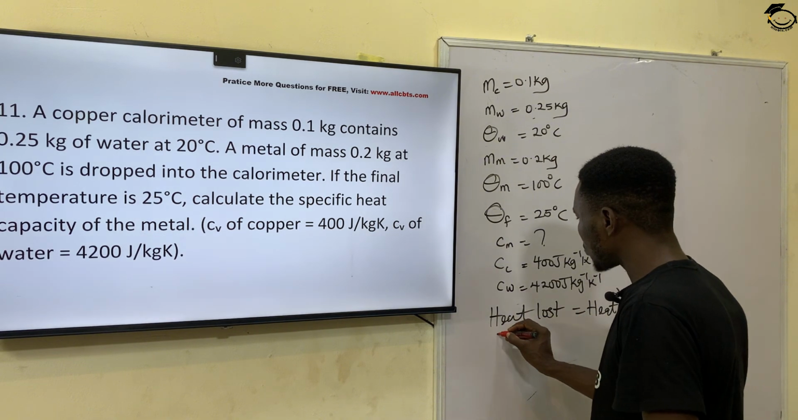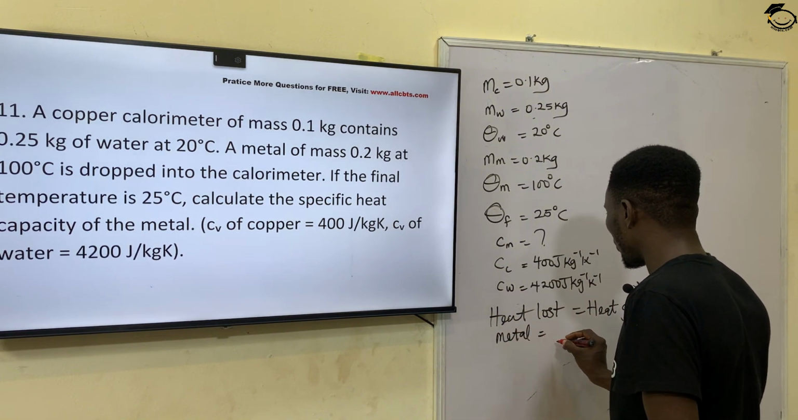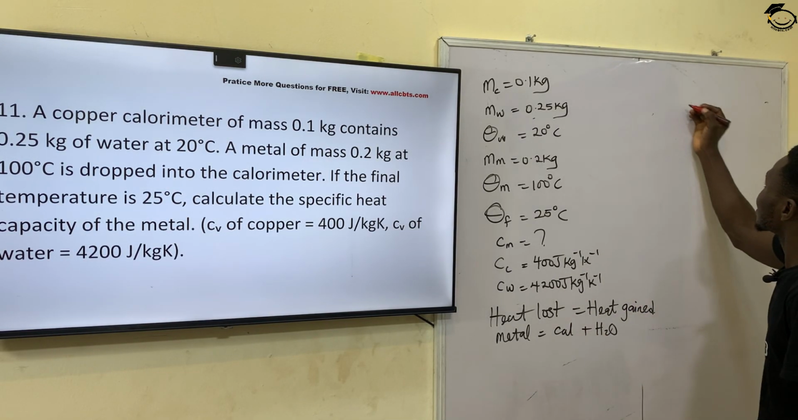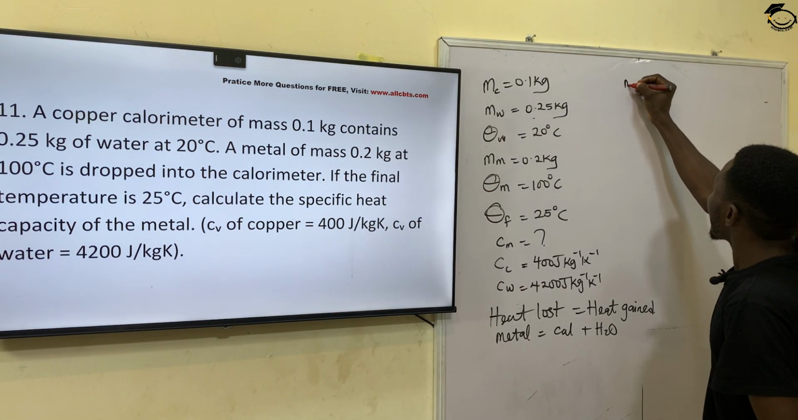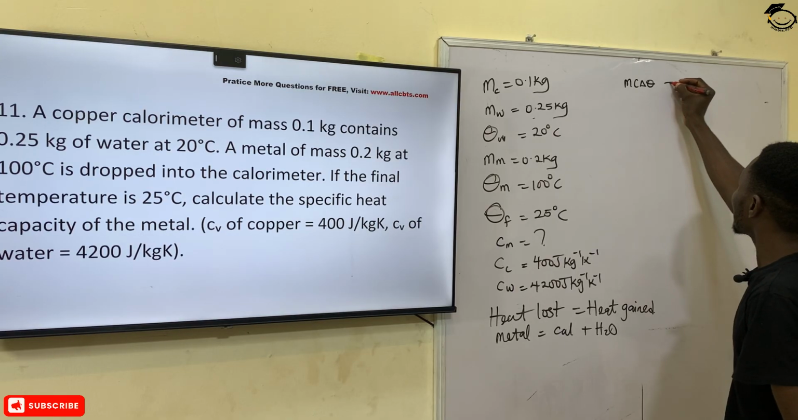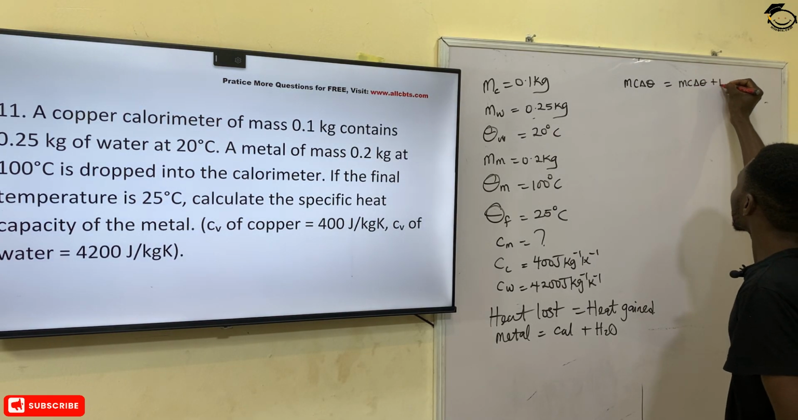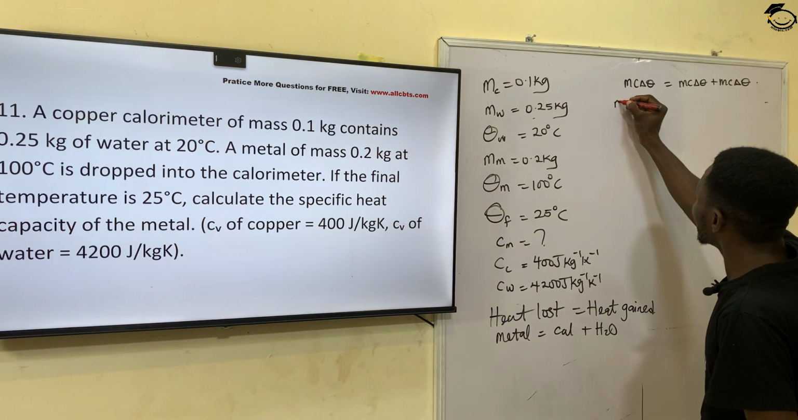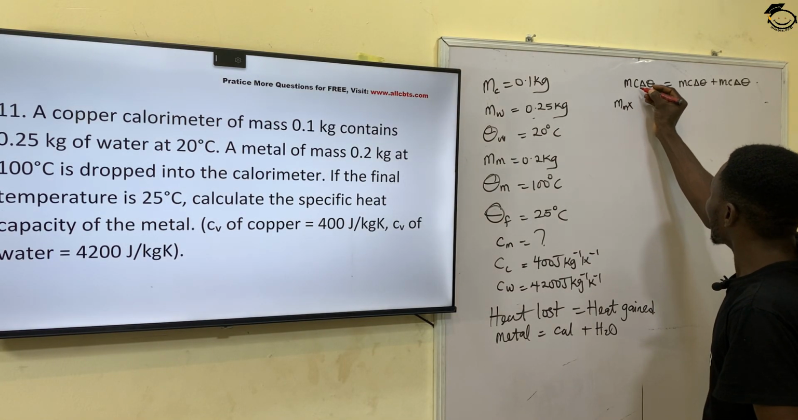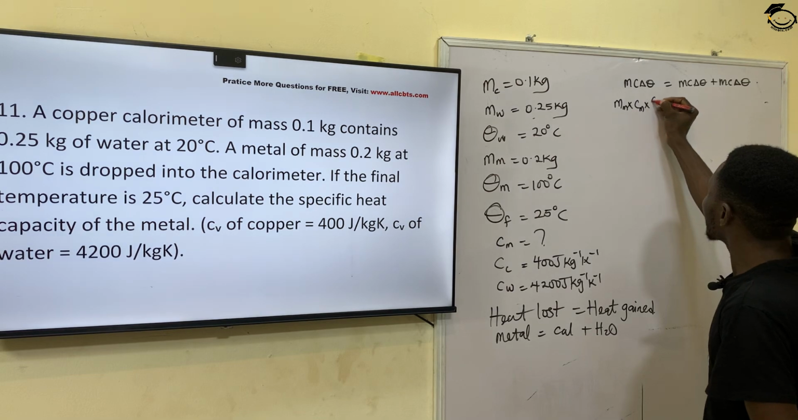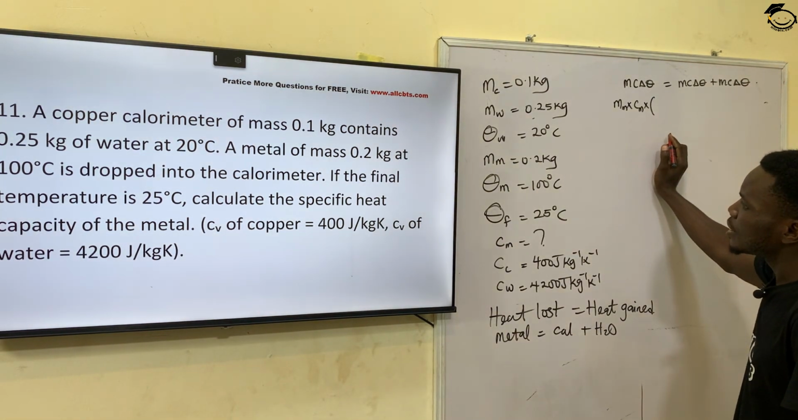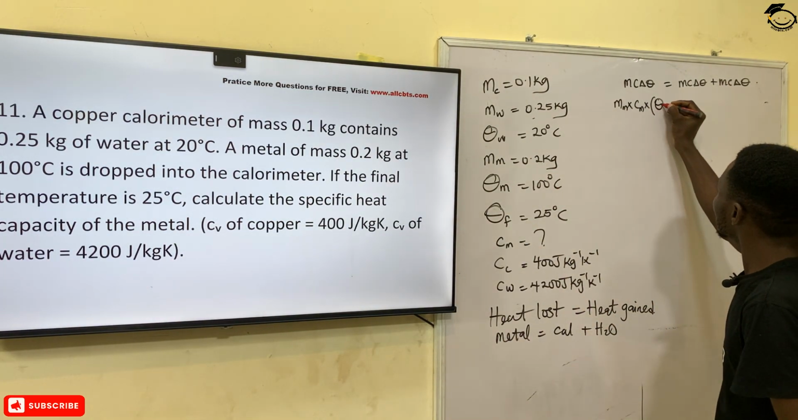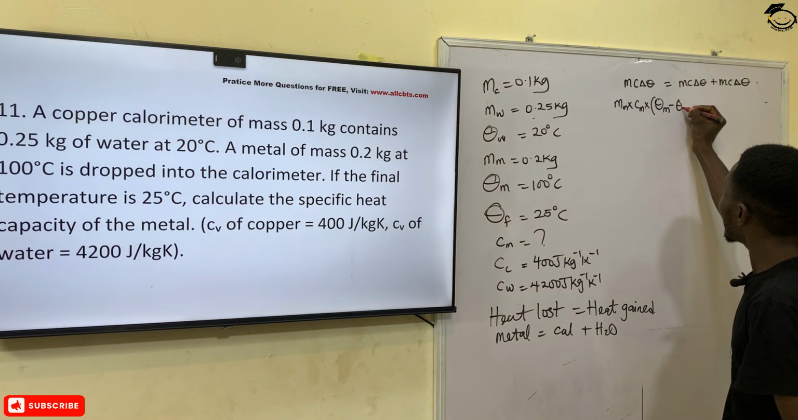Which means that the heat lost by the metal must be equal to the heat gained by the calorimeter plus the water. So what I have here is mc change in theta for the metal equals mc change in theta plus mc change in theta. But the formula here is not going to be the same, because the mass of the metal is Mm times the specific capacity of the metal, Cm, times the change in temperature of the metal. Because the metal has a higher temperature than the final temperature, I'll have theta of the metal minus the final temperature.